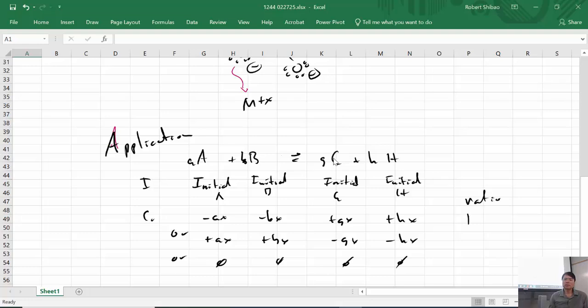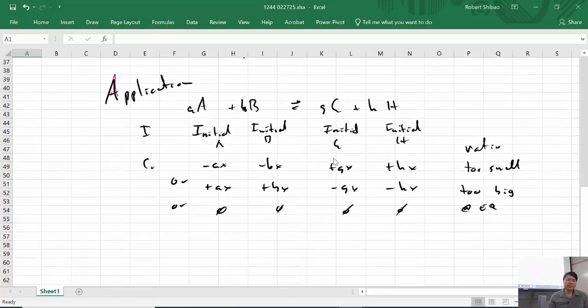Ratio here is too small. If the ratio is too small, we need more product. Ratio here is too big. We need to get rid of product and make more reactant. Here, the ratio is just right at equilibrium already. You know, in the initial, it might already be at equilibrium. We might not have to do anything, and then we'll have our equilibrium states. You know, here, the equilibrium state of A, etc.